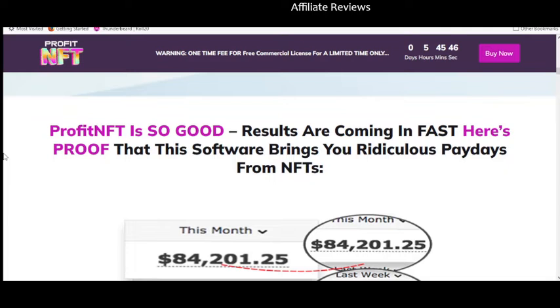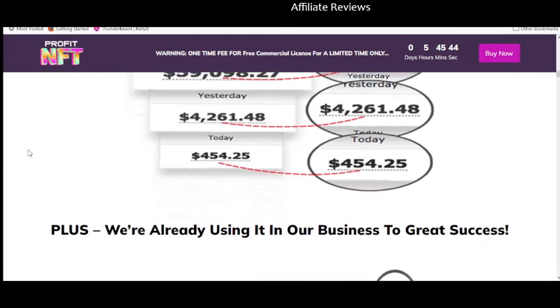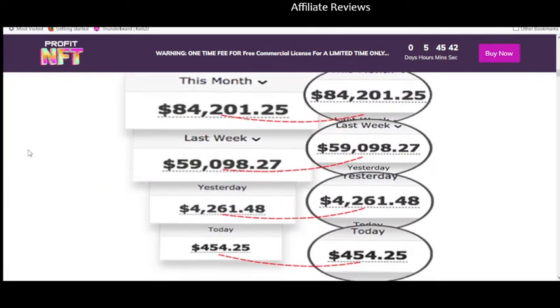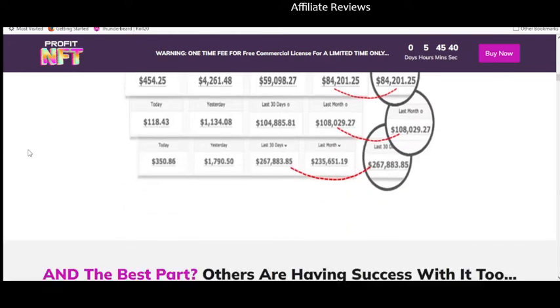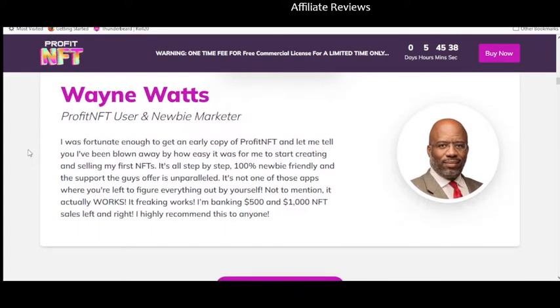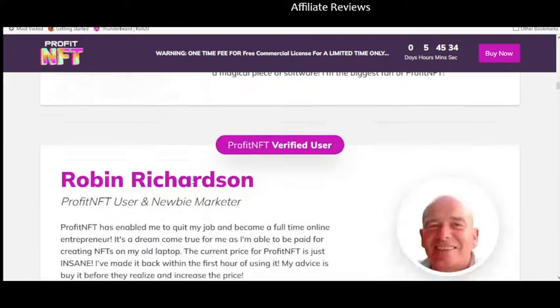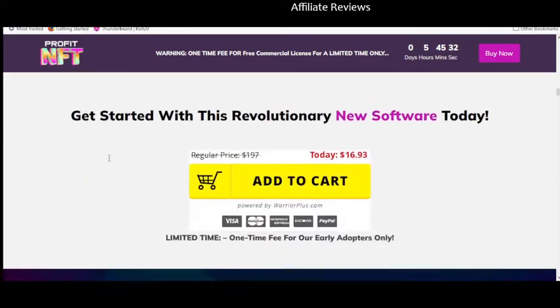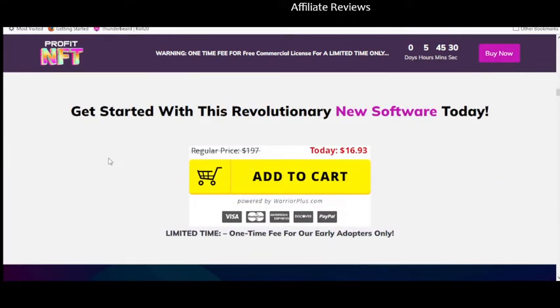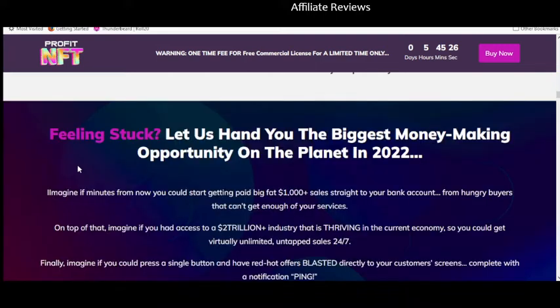Then we get a bunch of stuff that we always ignore when it comes to sales pages, because it really doesn't tell us anything. Then we've got some users who may or may not be real. I'm not saying they are or they aren't. We've got a price here, so effectively $17 US.